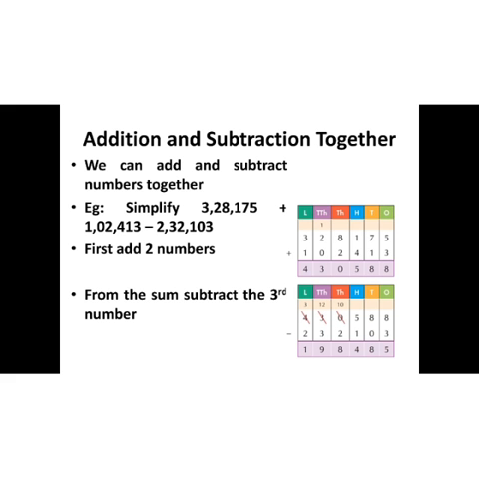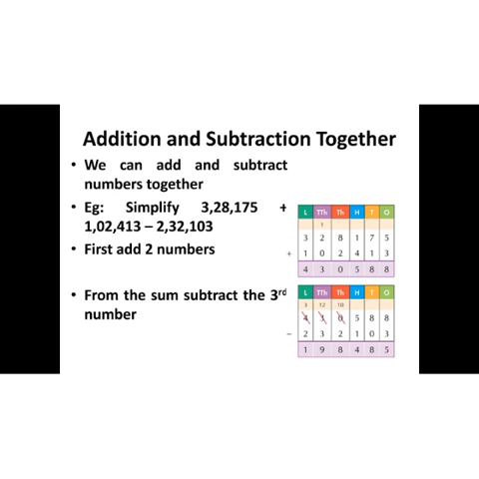Now, let's move on. Next one is addition and subtraction together. We can add and subtract numbers together. For example, consider the numbers 3,28,175 plus 1,02,413 minus 2,32,103. So here we have to first add the numbers. Add the two numbers, then we will get the sum. And from the sum, we have to subtract the third number.